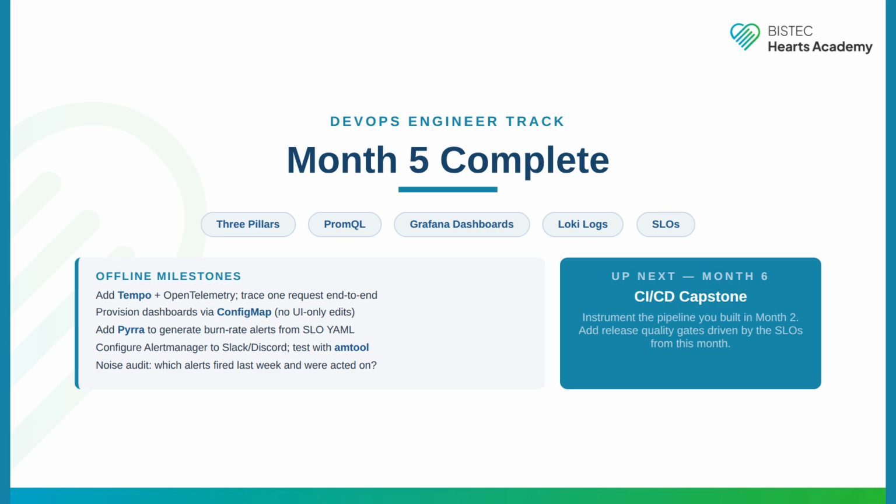Offline milestones extend what you built tonight. Adding Tempo and OpenTelemetry completes the 3-pillar picture with distributed tracing. Provisioning dashboards via ConfigMap replaces any remaining UI-created dashboards and completes your GitOps coverage.